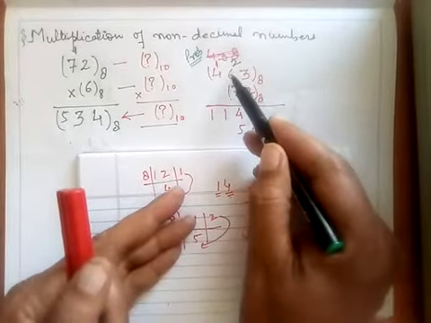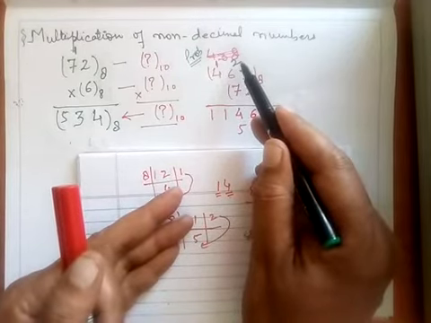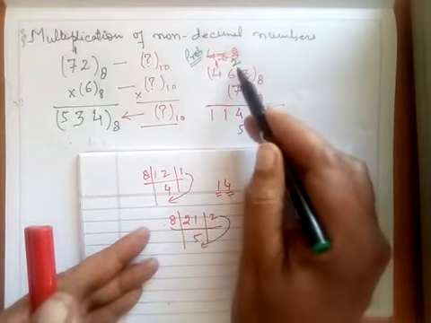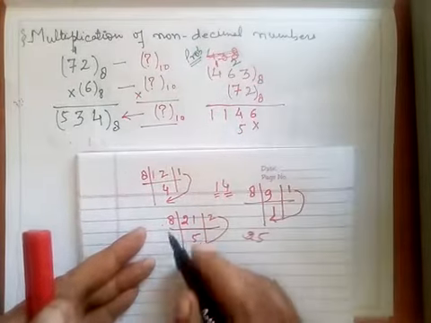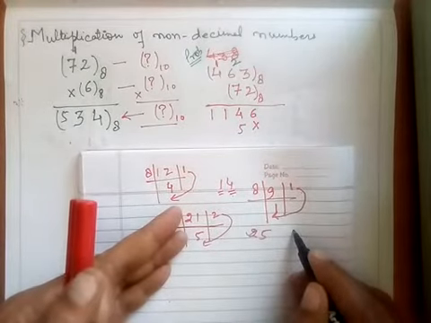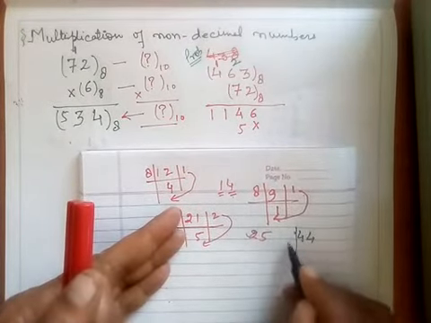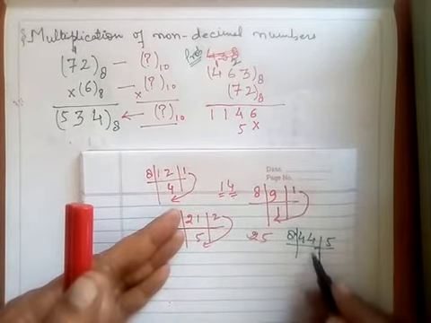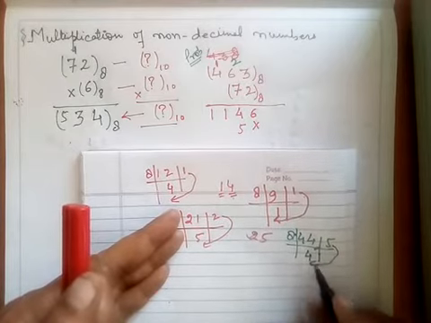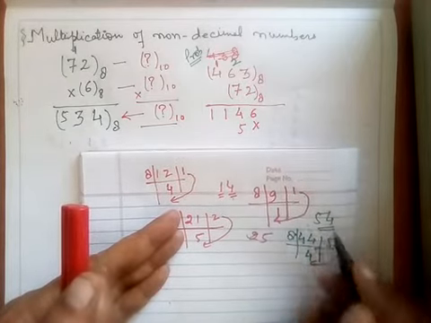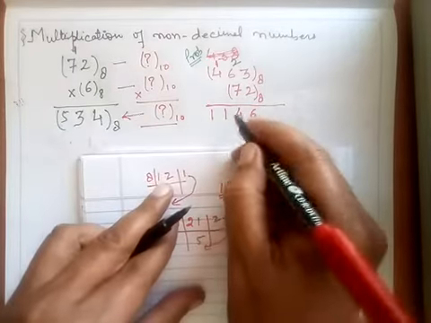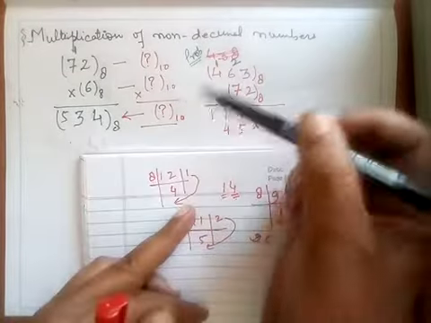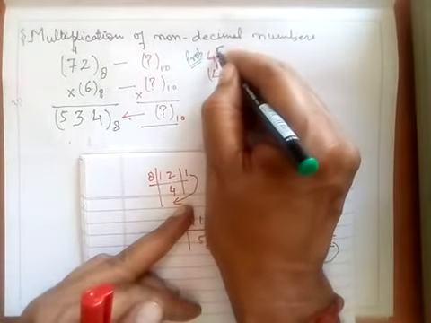Now 7 6s are 42, plus 2 is 44. This 44 is in decimal, so I have to convert it into octal. I divide 44 by 8. 8 5s are 40 and remainder is 4, so it is 54. I write this 4 here, and this 5 is carried here.